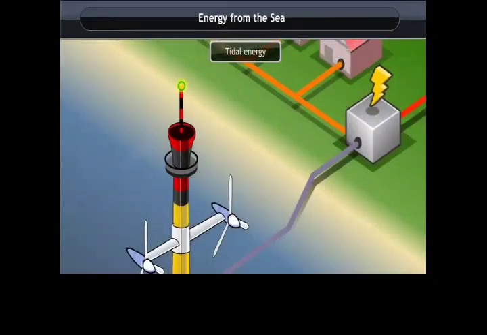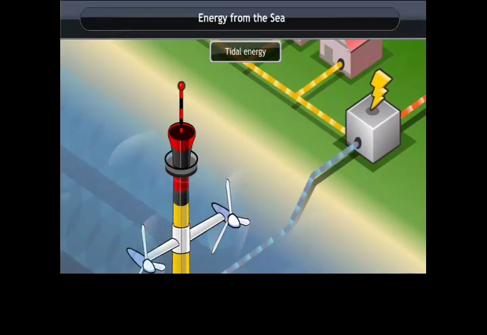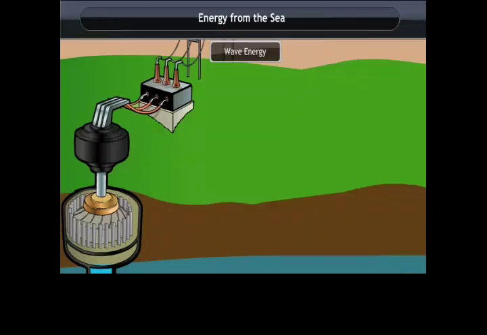A dam is constructed at a narrow opening between the land and sea. The movement of water during high tide and low tide can be used to rotate the turbines of generators to produce electricity.